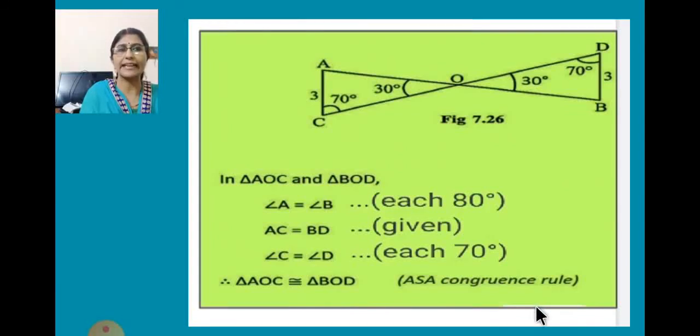You can see here angle, side, angle. This is angle: angle A is equal to angle B. This means this angle is equal to this angle. Angle, then this is the side. These two sides are congruent, equal, and even this angle is equal, it is given: angle C is equal to angle D. So these two triangles, this triangle and this triangle, are congruent by the ASA congruence rule.